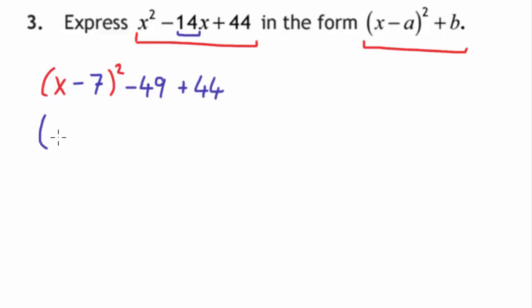So if we tidy this up, so that's x minus 7 squared minus 49 plus 44 is minus 5. And that is it, written in this form. Okay, so for this area, we take this coefficient, divide it by 2. And for this part, we take that and square it, and that's your answer there.